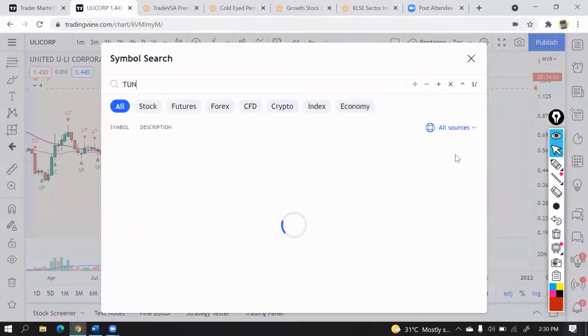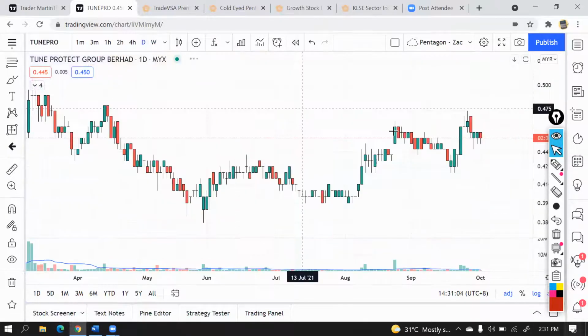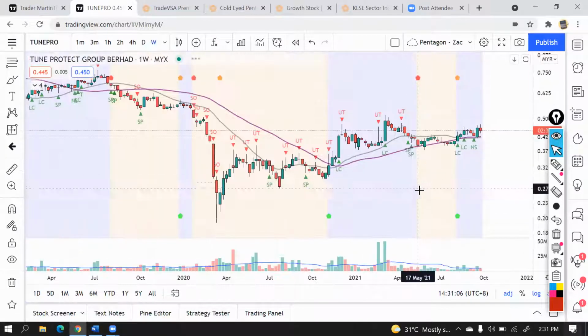Now we go to Tume Pro. Tume Pro, if not mistaken, they haven't tried the resistance yet. But the daily chart is pretty nice. Let's look into weekly first.